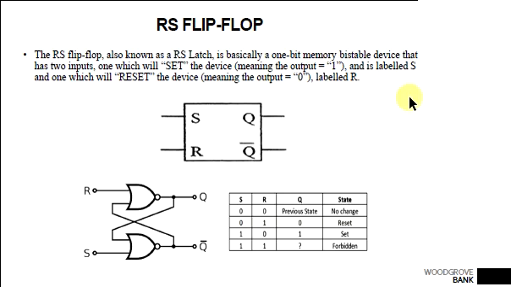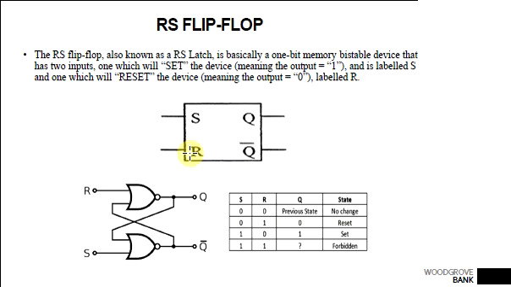We have discussed that an RS flip-flop is basically a 1-bit memory bistable device which has two inputs. One will set the device, that is the output will be 1, and the other will reset the device. This was the block diagram, which we discussed in the last class. S and R are the inputs, and Q and Q bar are the outputs. This RS flip-flop can be constructed using NAND gates and NOR gates.